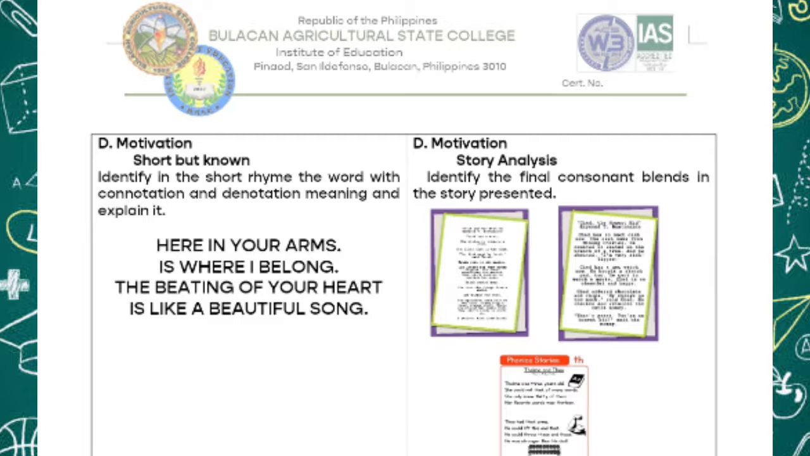The motivation in the grade 4 column is short but known. Identify in the short rhyme the word with connotation and denotation meaning and explain it. In the grade 5 column, the motivation is story analysis. Identify the final consonant blends in the story presented.